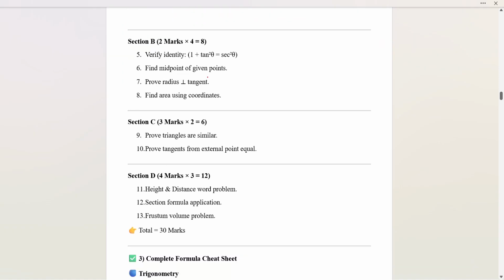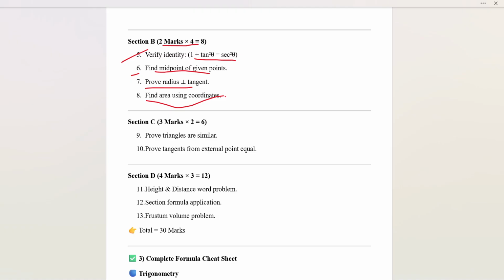It is 2 marks each, 4 questions equals 8 marks. Here, verify the identity 1 plus tan square theta is equal to sec square theta. Next is find the midpoint of given points, where the midpoint formula is used. Next is prove that the radius is perpendicular to the tangent, and find the area using coordinates.